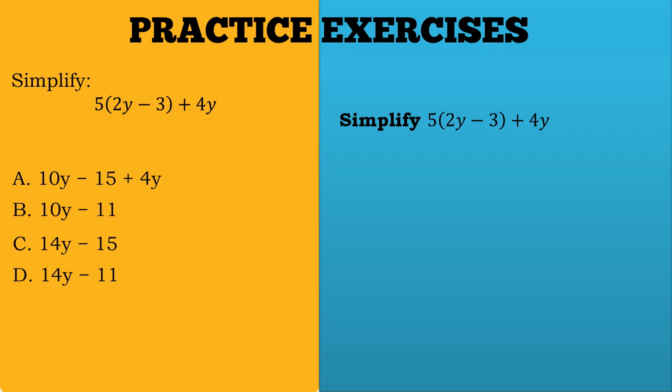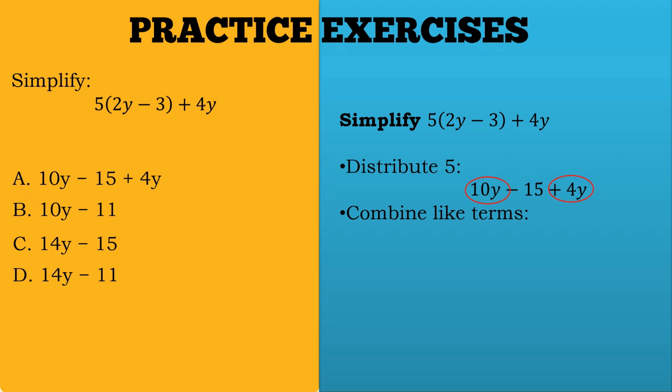Alright, let's simplify this expression. First, distribute 5. So 5 times 2y is equal to 10y. 5 times negative 3 is equal to negative 15. Then just bring down positive 4y. Next, combine like terms. So let's add 10y and positive 4y. And the answer is equal to 14y. Then just copy minus 15. So our answer is letter C.